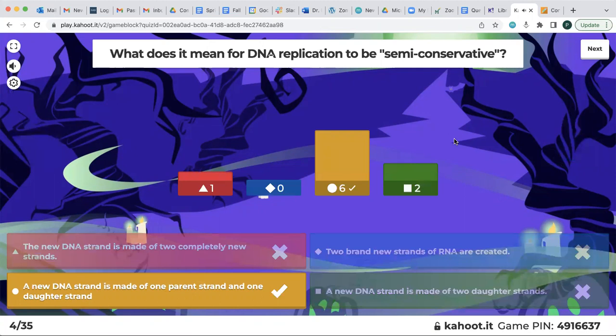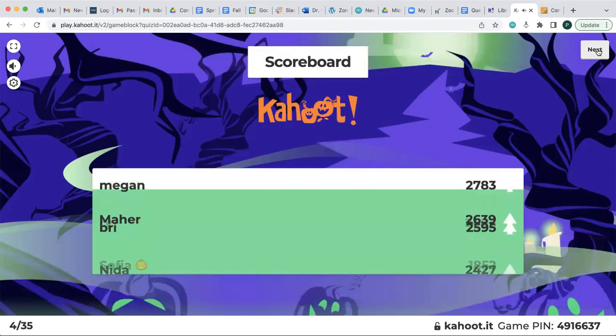Yes, a new DNA strand is made of one parent strand and one daughter strand. Very good job. A new DNA strand is not two daughter strands. If you think of it, you have a DNA helix, it unwinds, and then in between them a new one is formed. So two new DNA molecules will appear, each with one parent strand and one daughter strand. So semi-conservative means one parent strand is kept.